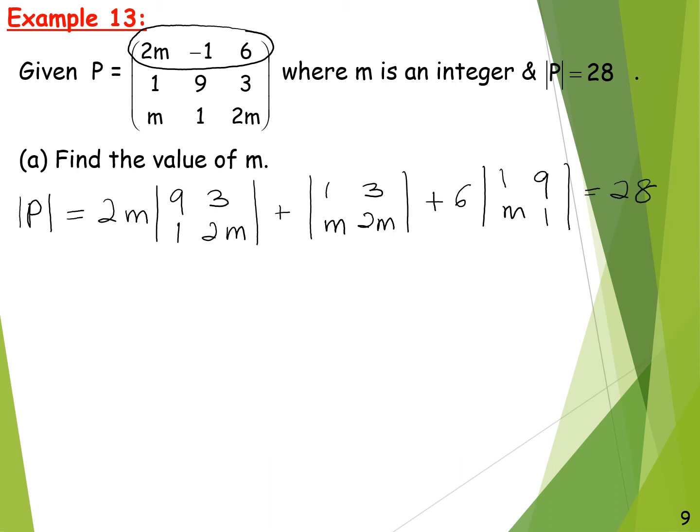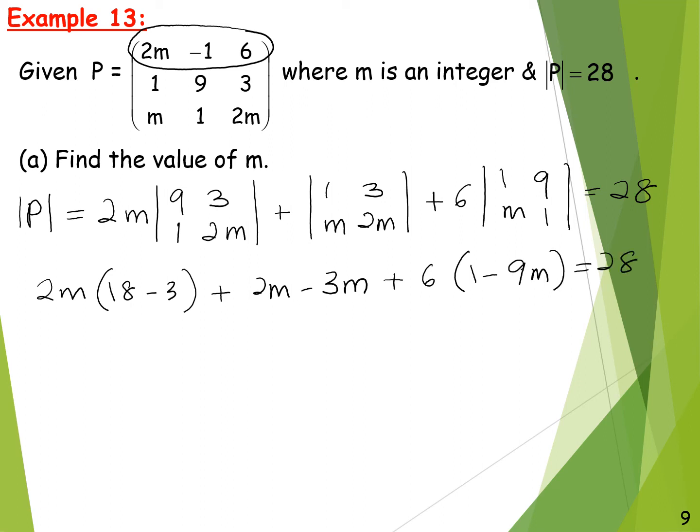Okay, now we can simplify this expression. So 2m times 18 minus 3 plus 2m minus 3m plus 6 times 1 minus 9m equals 28. We simplify this equation and we will get a quadratic equation, that is 36m squared minus 61m minus 22 equals 0. And then in order to find the values of m, we need to factorize.